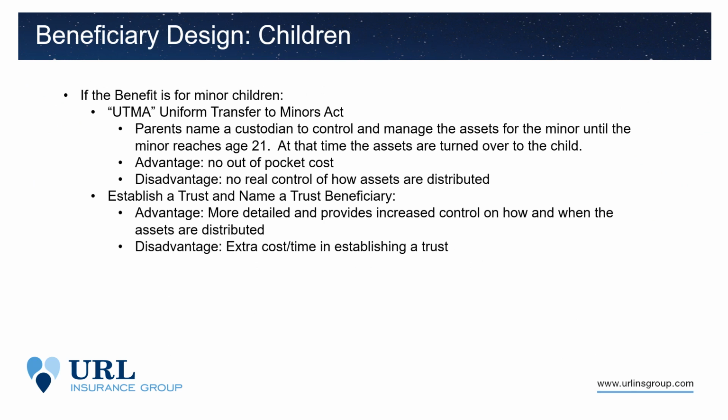Beneficiary design. For children, if the benefit is for a minor child, UTMA, the Uniform Transfer to Minors Act, is generally used. Parents name a custodian to control and manage the assets for the minor child until the minor reaches age 21. At that time, the assets are turned over to the child. The advantage is there's no out-of-pocket cost to do this. The disadvantage is there's no real control of how the assets are distributed.